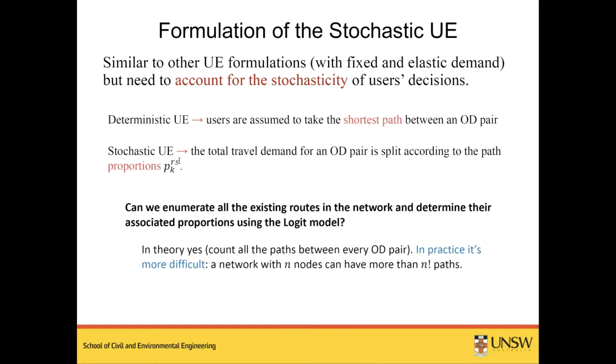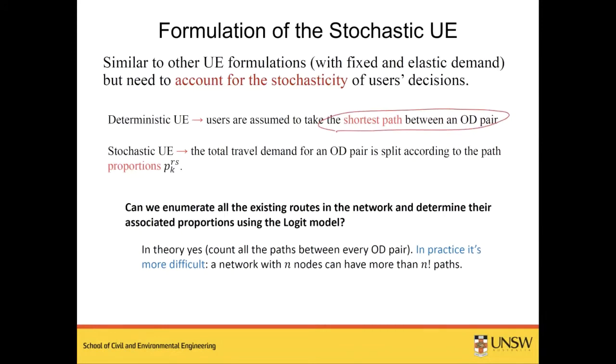And now we're going to move into the formulation of the stochastic UE. So similar to all the other UE formulations with fixed and elastic demand that we've covered so far, we can formulate a stochastic UE. In the deterministic UE, we assume that users take the shortest path between each OD pair, right? But in a stochastic UE, that's no longer true because everything is based on perception of travel time. So the selected paths may not necessarily have equal actual travel time.